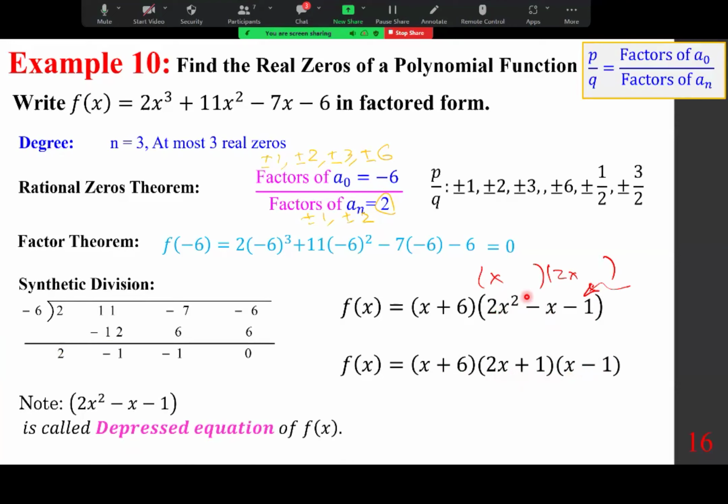As far as the terminology, in some texts, they call this 2x squared minus x minus 1 the depressed equation of f of x, meaning it's been divided by some factor. That's the terminology that is used. So what are the zeros? x equals -6, x equals -1/2, x equals positive 1.